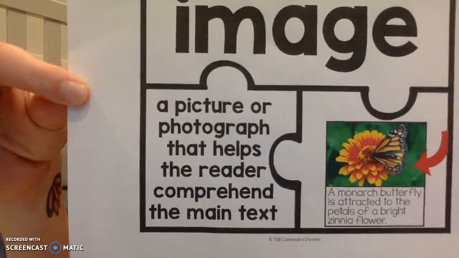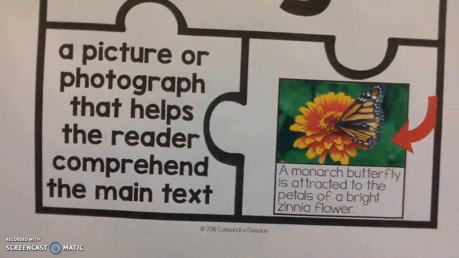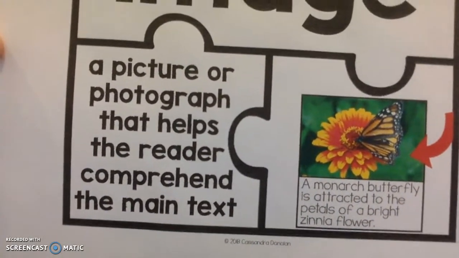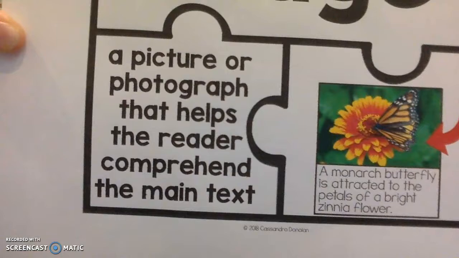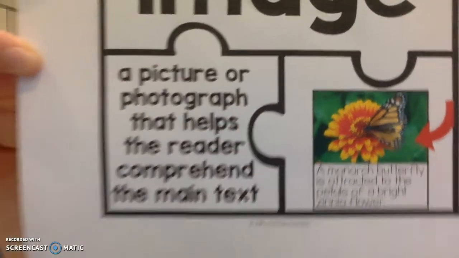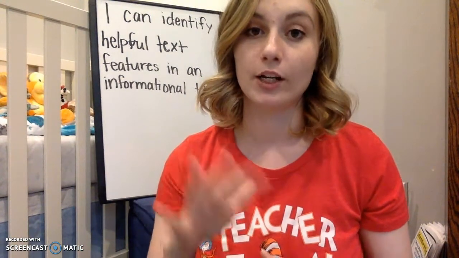Okay, here's an example. This paper only says image, but if you can see that picture down there at the bottom right, it also has a caption underneath it. So that's an image of a monarch butterfly, and the caption says, "A monarch butterfly is attracted to the petals of a bright zinnia flower." So images and the captions that go with them help you learn even more about what you're reading about in the regular text, okay?